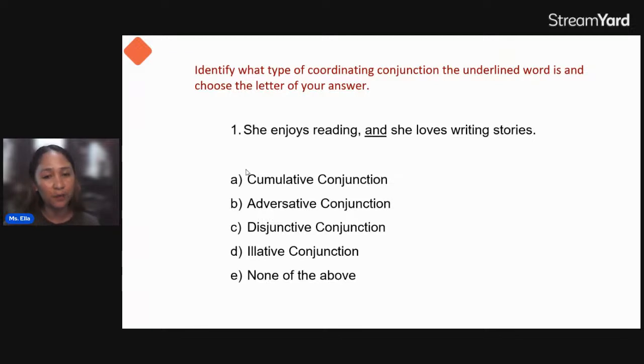Okay, so let's have number one: she enjoys reading and she loves writing stories. Is it A, cumulative conjunction? B, adversative conjunction? C, disjunctive conjunction? D, elative conjunction? Or E, none of the above? Again, she enjoys reading and she loves writing stories. Can I see here in the comment section your answers?